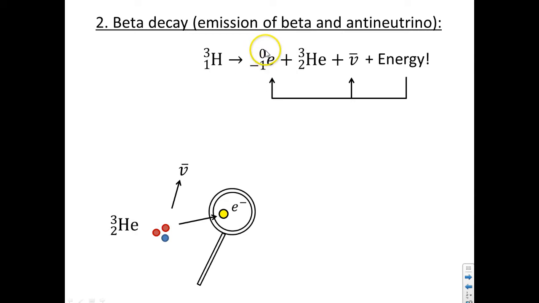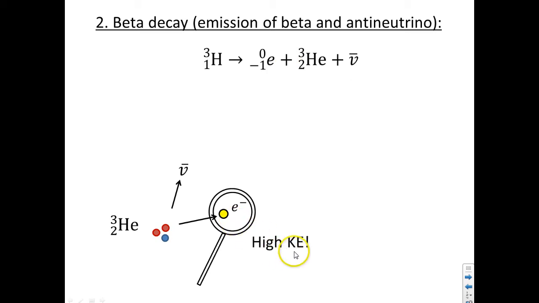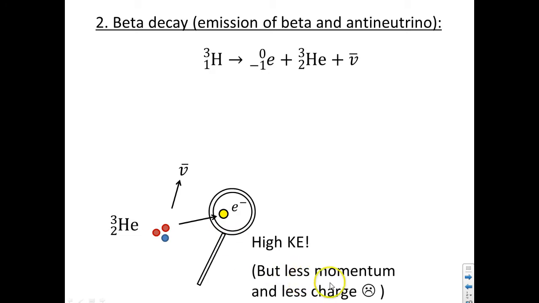Sometimes the beta particle gets all of the energy, sometimes it gets only part. But usually the beta particle is quite high in kinetic energy, so it's moving pretty fast. However, it has a lot less momentum because it's so small. So even though it has the same kinetic energy sometimes as an alpha particle, this beta particle has much less momentum, and it even has less charge. Its charge is only 1 minus, whereas the alpha particle has 2 plus as its charge. So that makes it less reactive on the whole, and less ionizing.